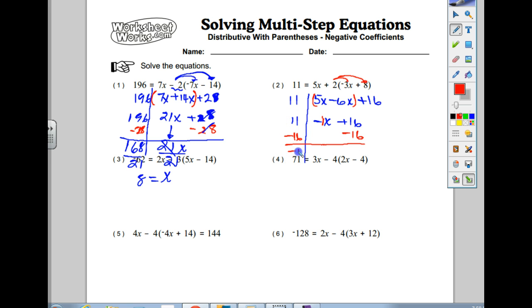And we get negative 5 is equal to negative x. Now remember, with the negative 1 here, we have to either multiply or divide by negative 1. So now my negative 5 will turn into a positive 5, and x now finally is by itself. Okay.